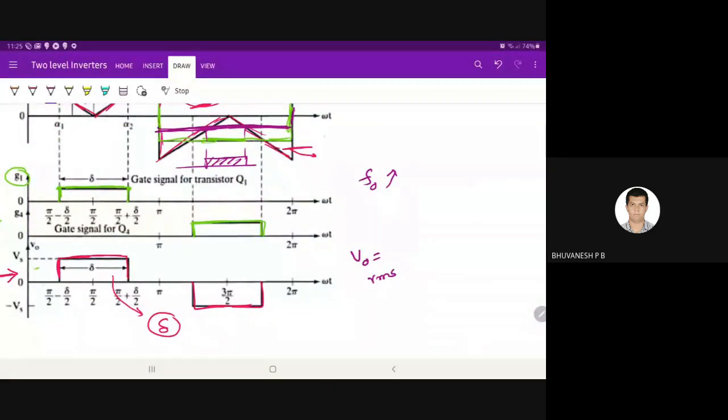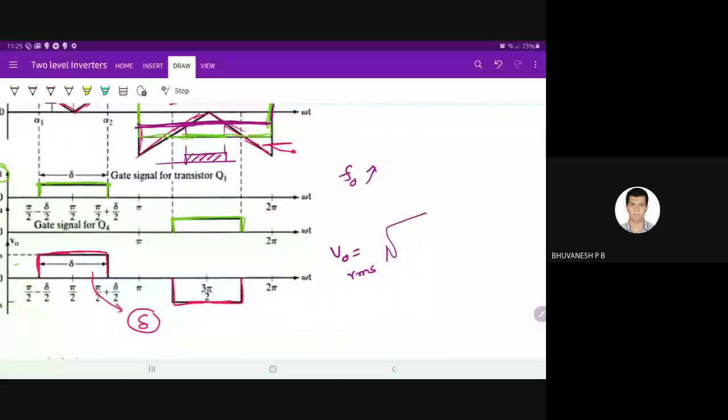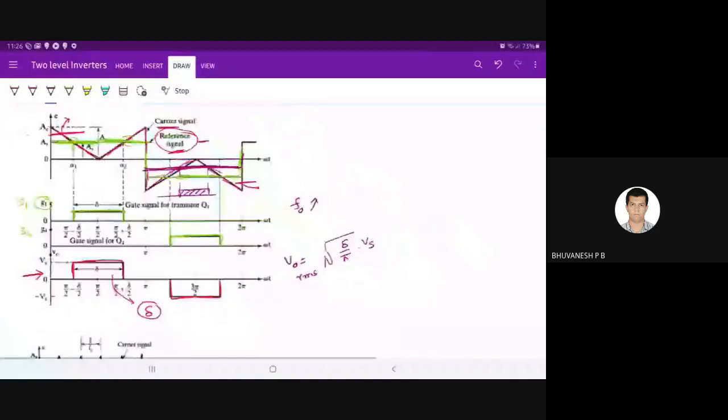What is the output RMS value? If the width is delta, what is its magnitude? What is its RMS value? Vs into square root of delta by pi. It is square root of delta by pi into Vs. So that is its RMS value. Clear?